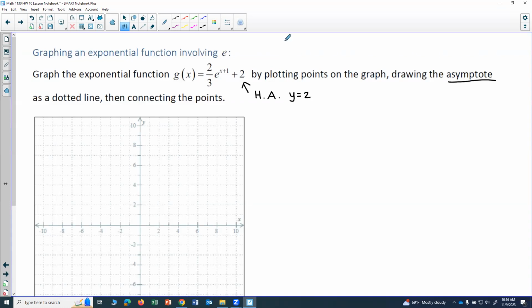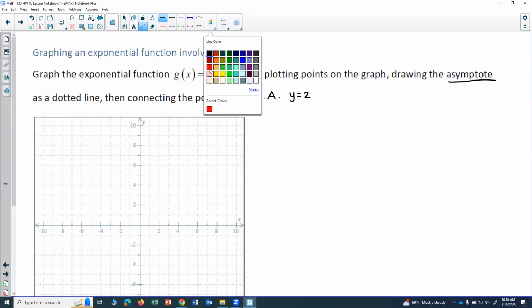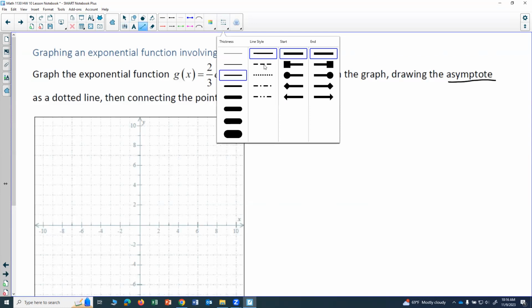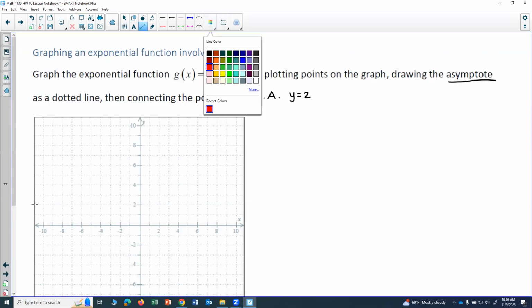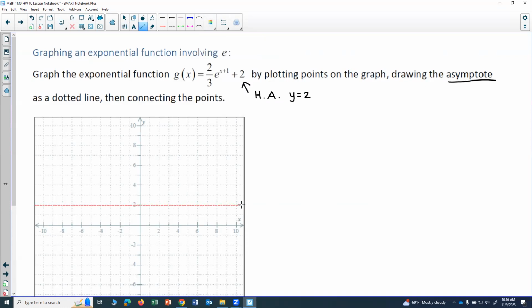So let me go ahead and draw that in before I actually figure out my points. So I'm going to grab the line tool. I'll draw it in as a dotted line. So I go to y equals 2, and I'm going to draw in my dotted line. So there's my horizontal asymptote. And this is the line y equals 2.